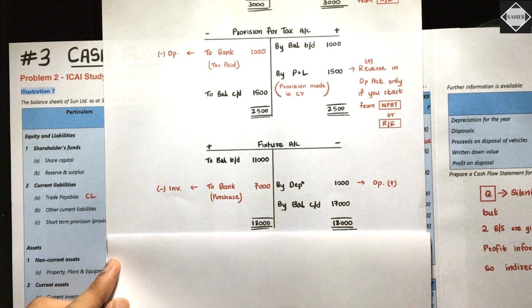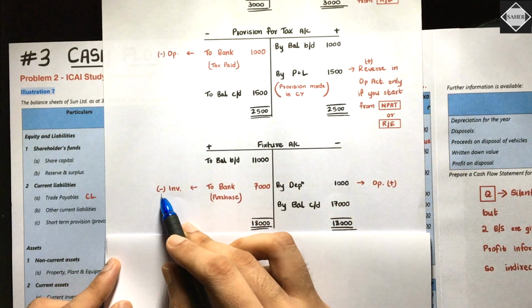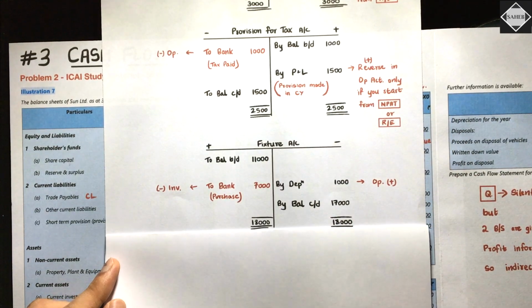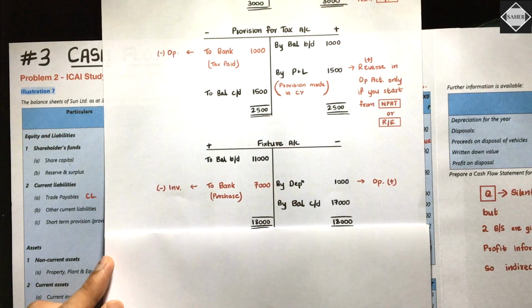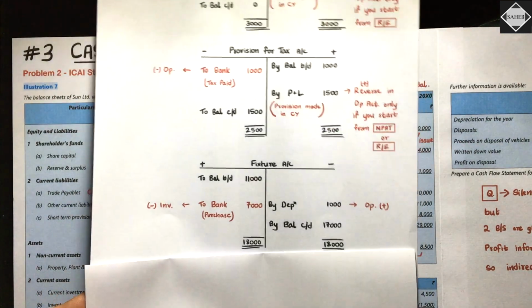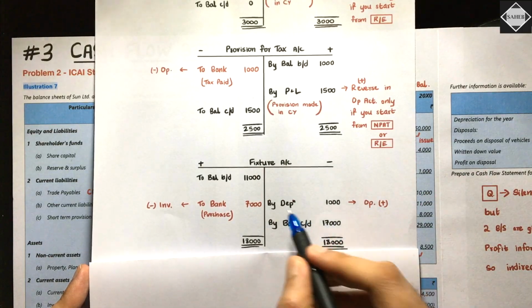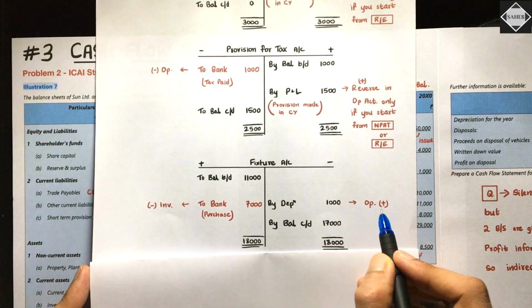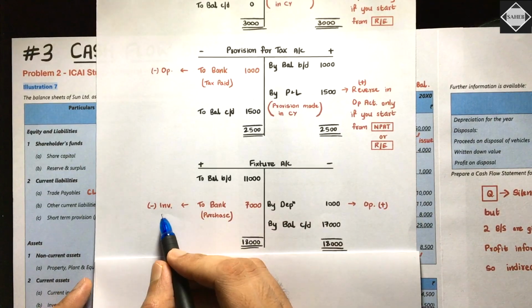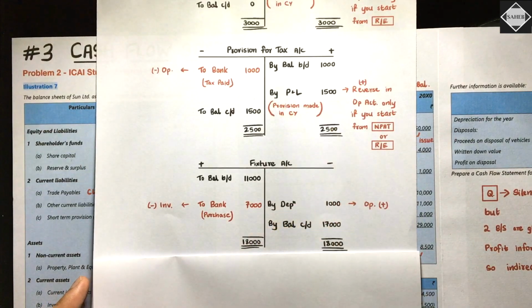It's an outflow of investing activity, right? So it will be subtracted in investing activity. Is it clear? So this is the balancing figure. So we have got clarity on fixtures also. From here, in the cash flow statement, we have to add 1,000 depreciation in operating activity and we have to subtract 7,000 in investing activity because we have purchased fixtures. Is it clear?